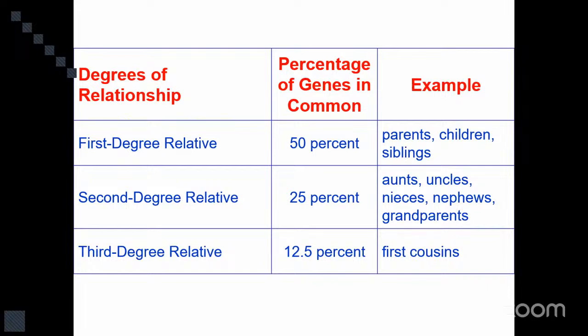So where you have first degree relatives, you are actually having children and their parents, they form the 50 because they share 50% of their genes in common. Number two, second degree relatives share 75% of their genes in common. This will include our aunts, our uncles, our nieces, our nephews, and then our grandparents. Then third degree relatives will share 12.5%, and this will include our first cousins.